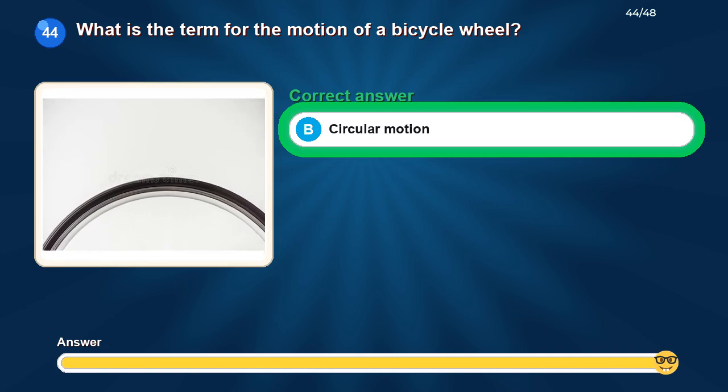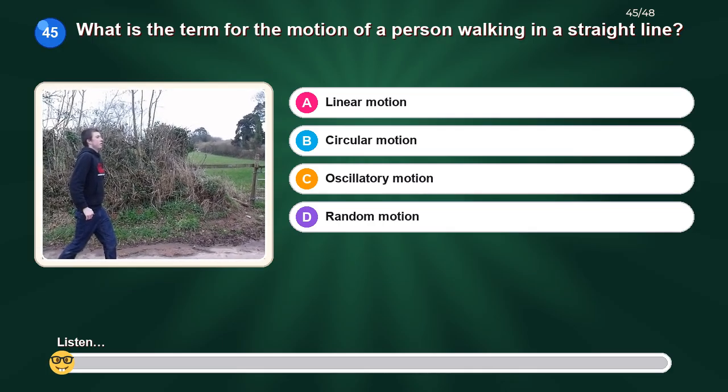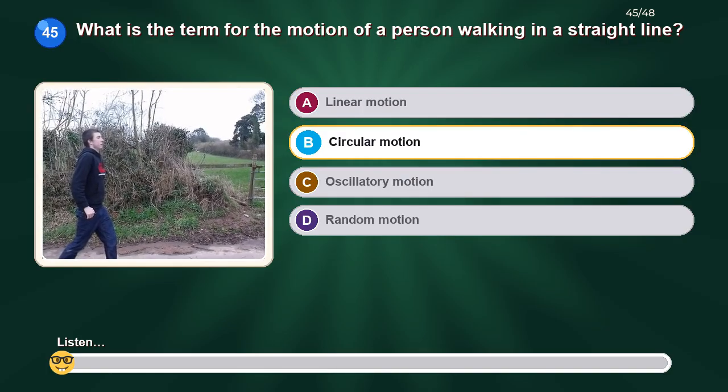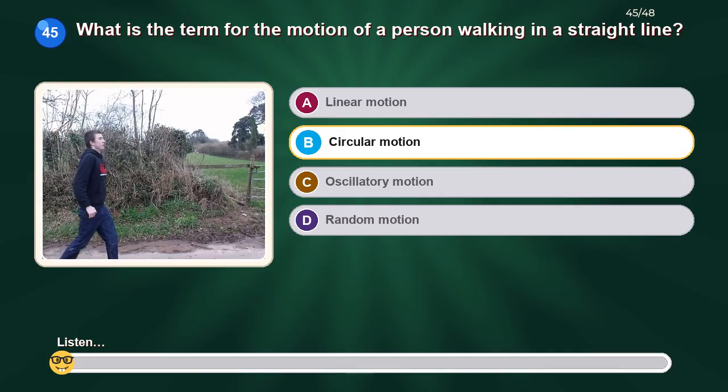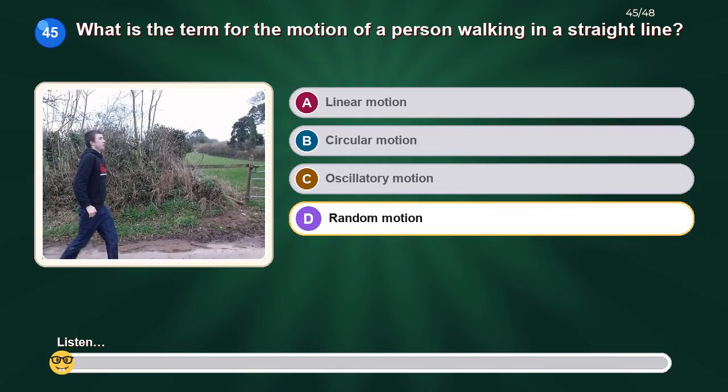The correct answer is circular motion. What is the term for the motion of a person walking in a straight line? Option A, linear motion. Option B, circular motion. Option C, oscillatory motion. Option D, random motion.